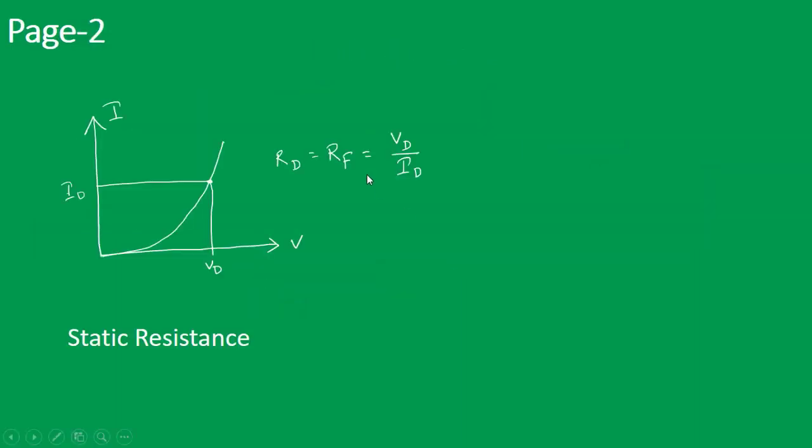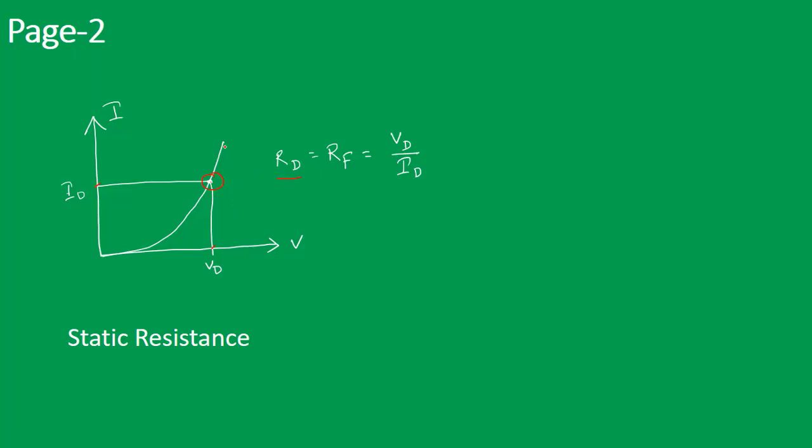So for static resistance, we can find some instantaneous point and project the value of voltage and current corresponding to this point. So here we are analyzing the forward bias characteristics and finding the static resistance at a given instant. The forward bias resistance, which is denoted as capital RD or capital RF, is given as VD by ID.